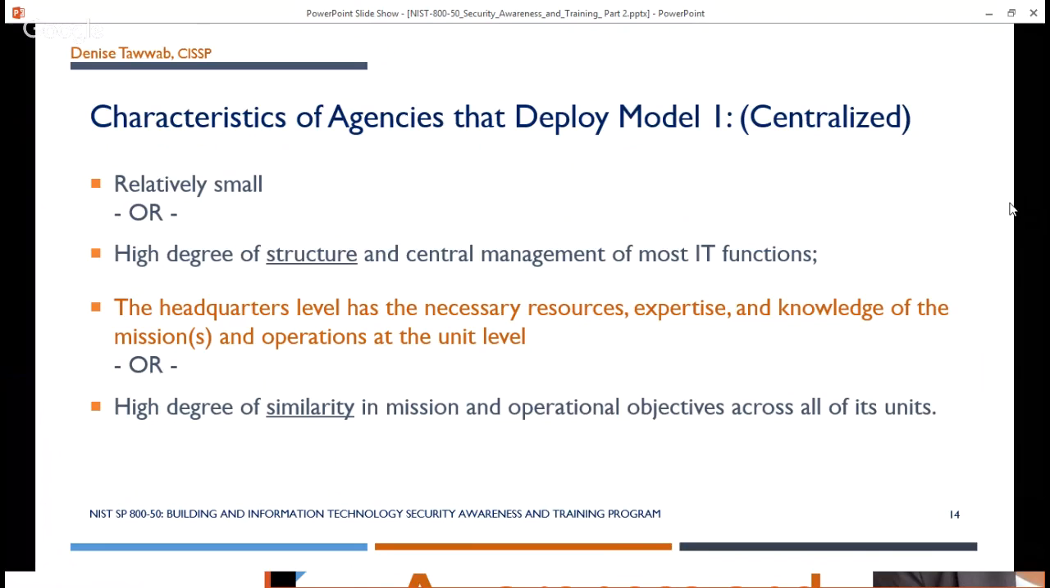Some characteristics of agencies that deploy Model 1, your centralized model: those agencies tend to be relatively small or highly structured, and you have central management of most IT functions. The headquarters level has the necessary resources, expertise, and knowledge of the mission and operations at the business unit level, or there's a high degree of similarity in mission and operational objectives across all of its units.